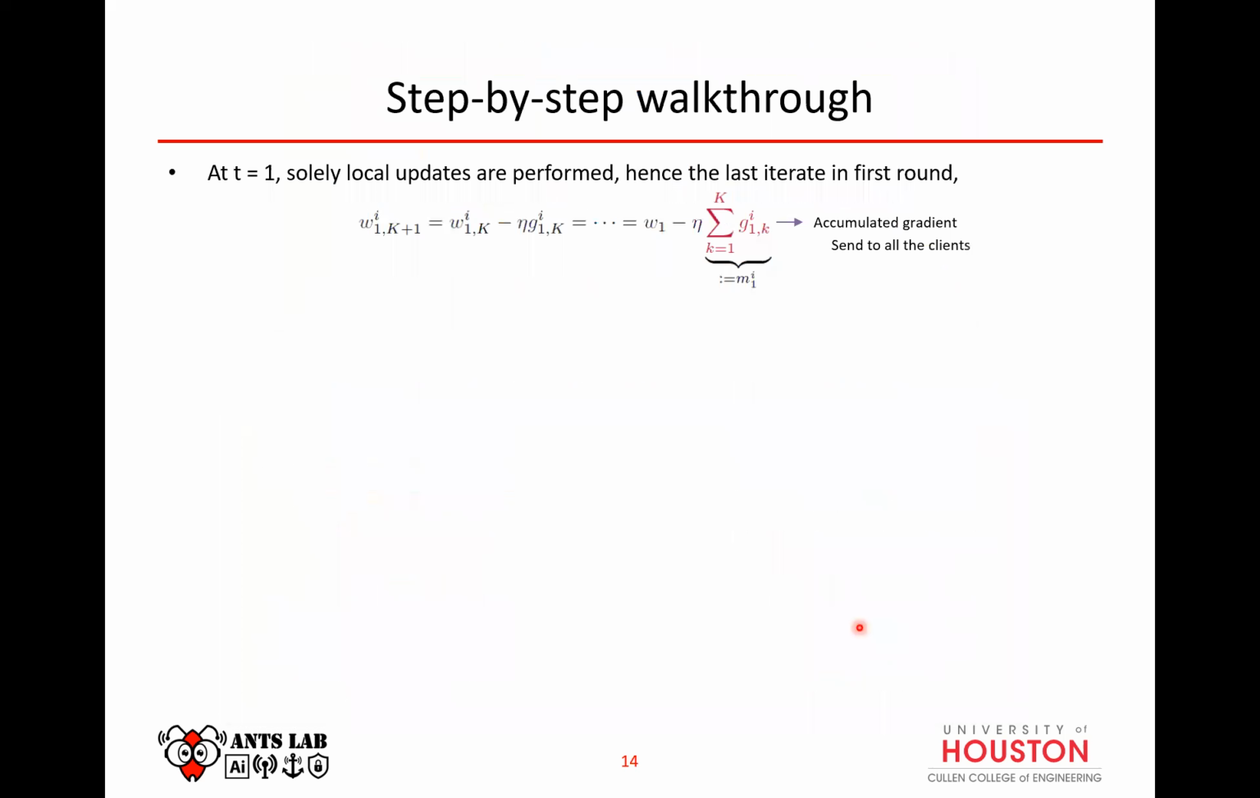So let's walk through these update steps step by step. Let's say at iteration 1, T is your communication rounds and K is your local computation. At the first round, only the local updates are performed because you don't have any other updates with you. So at the end of the last local round, K+1, the update will be written in the usual way: W equals W minus eta times the gradient. It's the same way.